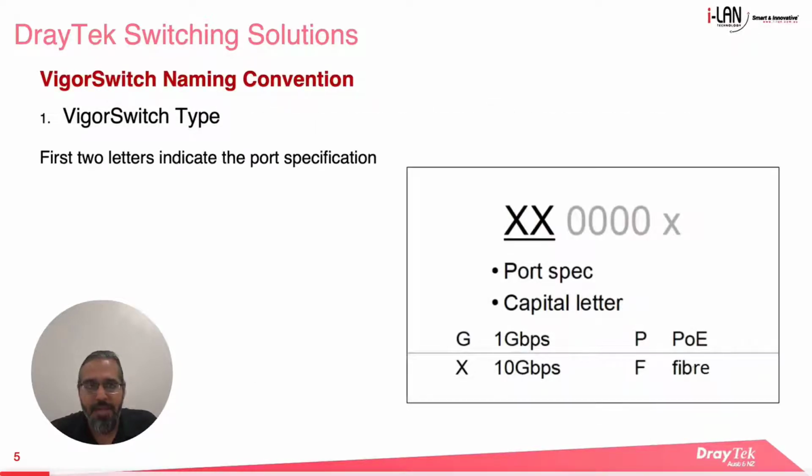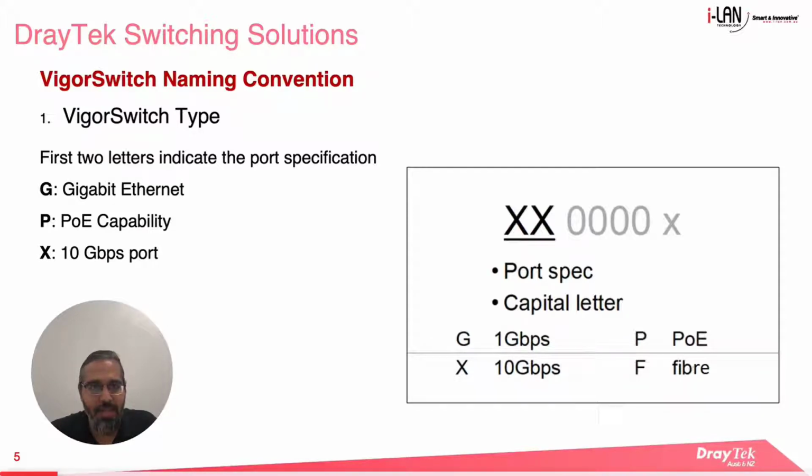The first two letters in the Vigor switch model name indicates the type of ports that are available. The letter G indicates gigabit Ethernet ports. The letter P indicates that the Vigor switch has PoE capability to provide power to attached devices. X indicates that the ports are 10 gigabit capable, and F indicates that it has optic fiber ports.